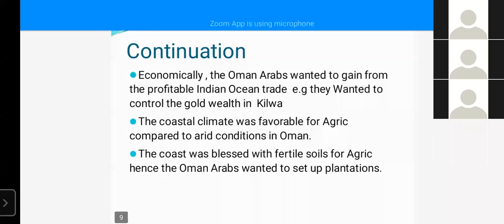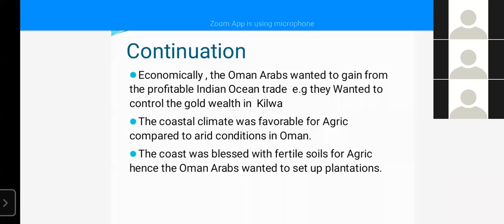And the other was economic reasons, and the economic here, the first one was their desire to gain the control of the profitable Indian Ocean trade.